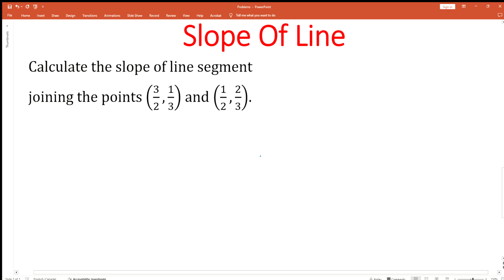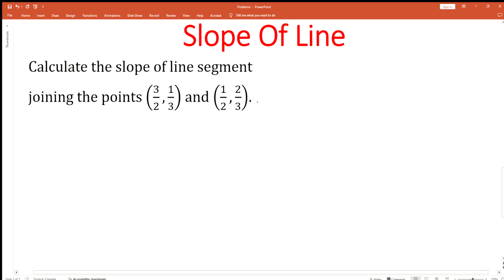In this video, we'll calculate the slope of a line segment. As per the problem, calculate the slope of the line segment joining the points 3 over 2, 1 over 3 and 1 over 2, 2 over 3. In this problem, we are given that these two points lie on the line segment and we have to use these points to calculate the slope of the line segment.